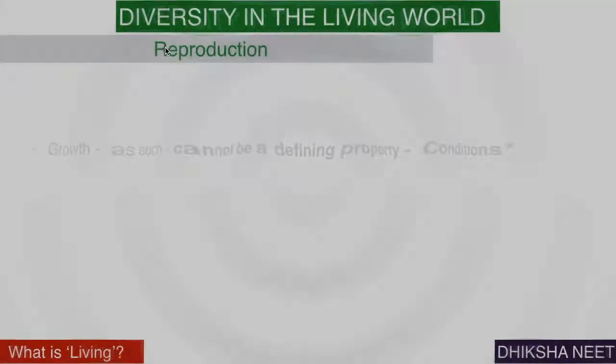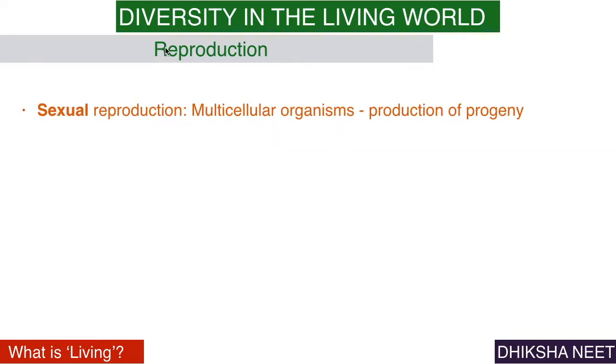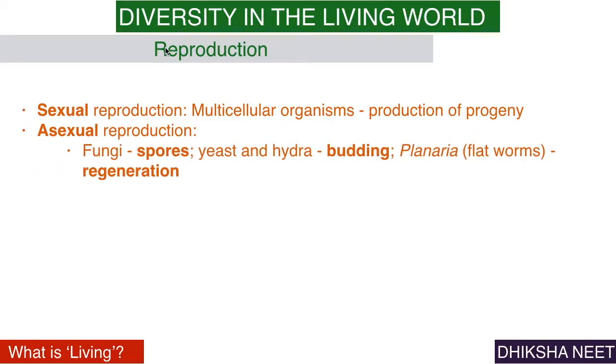Reproduction. Reproduction, likewise, is a characteristic of living organisms. In multicellular organisms, reproduction refers to the production of progeny, possessing features more or less similar to those of parents. Invariably and implicitly, we refer to sexual reproduction. Organisms reproduce by asexual means also. Fungi multiply and spread easily, due to the millions of asexual spores they produce. In lower organisms like yeast and hydra, we observe budding.